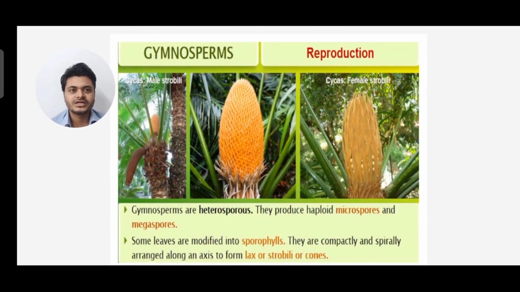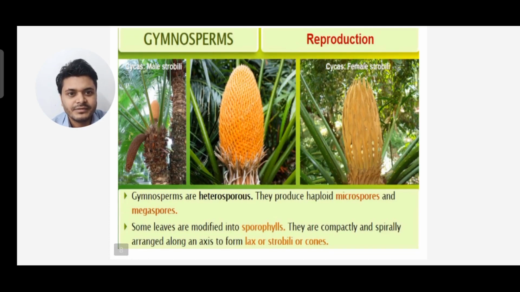So you can see the reproduction in gymnosperms. You can see Cycas male strobili and Cycas female strobili. The gymnosperms are heterosporous. That means two different types of spores are there. They produce haploid microspores and megaspores. Microspores are the male spores and megaspores are the female spores. Some leaves are modified into sporophylls. They are compactly and spirally arranged along an axis to form lax strobili or cones.